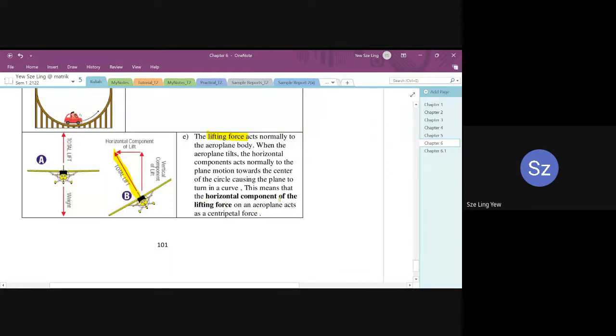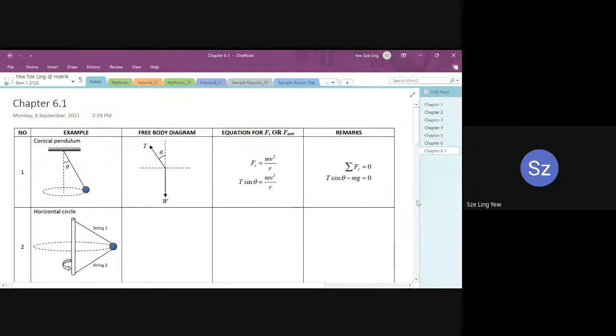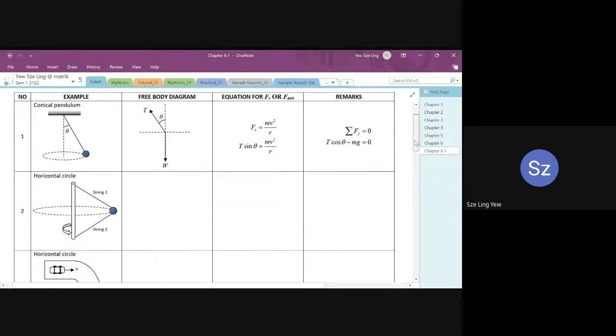So this means that the horizontal component of the lifting force is acting as a centripetal force. So this is a lift force. When your object rotates, the centripetal force is pointing towards the center. So this is your FC, and this is your lift force, we call it FL if I'm not mistaken. So the X component, the horizontal component of the lift force, is your circular motion. So we'll go through the examples one by one. This one is not in your notes.